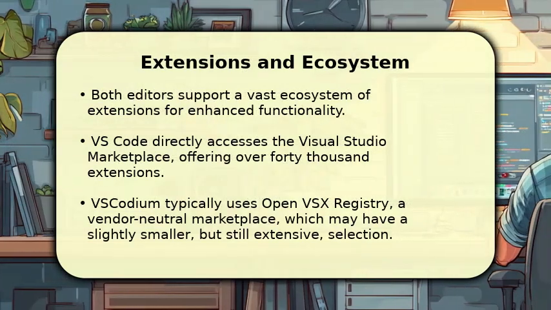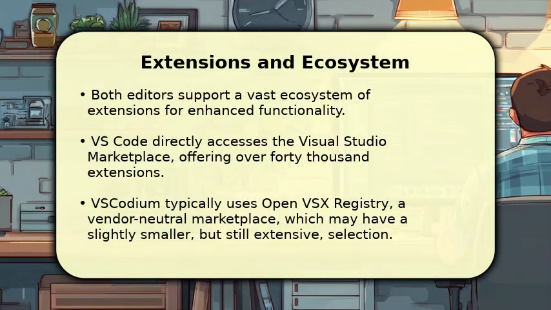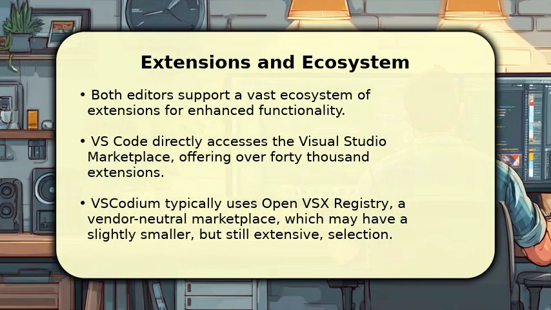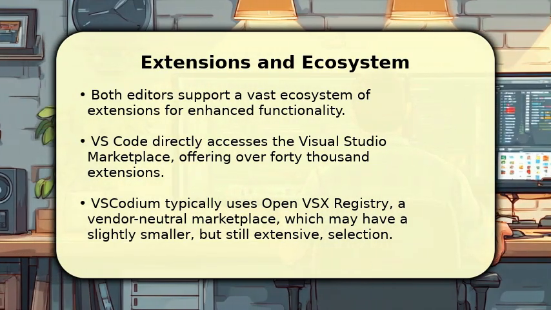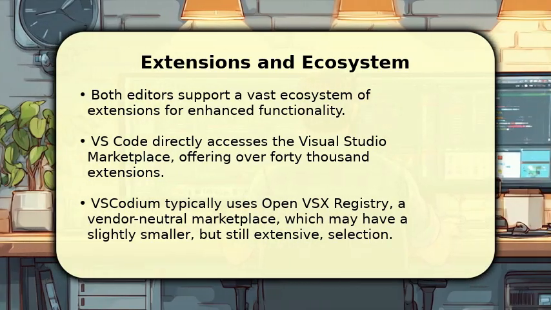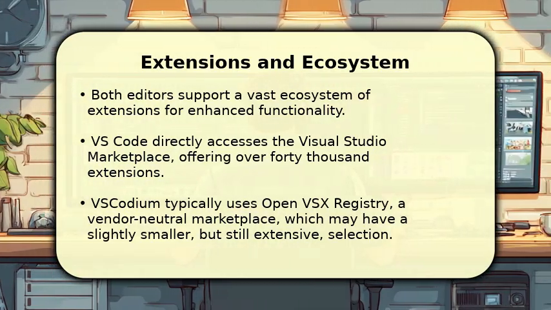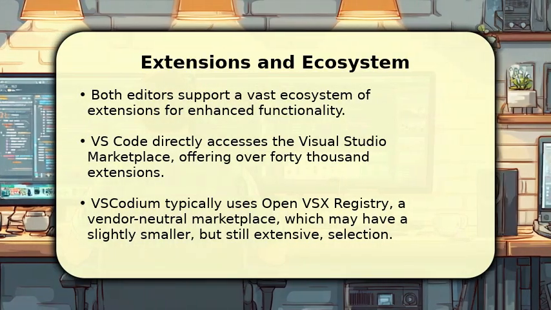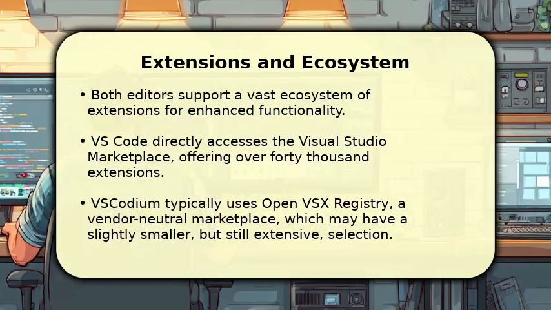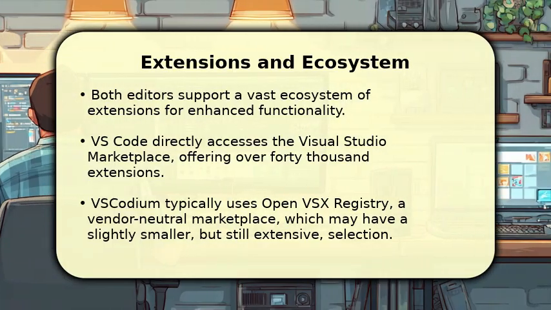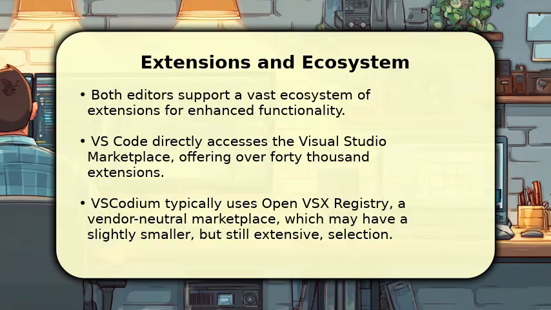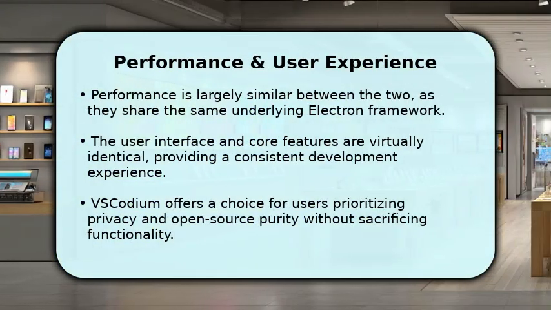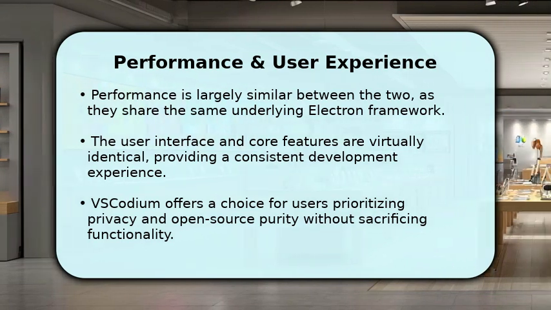When it comes to extensions, both editors boast a vast ecosystem. VS Code directly accesses the Visual Studio Marketplace, offering over 40,000 extensions to enhance functionality. VSCodium typically utilizes the Open VSX registry, a vendor-neutral marketplace. While its selection might be slightly smaller, it still provides an extensive array of tools, ensuring you can customize your environment effectively. In terms of performance and user experience, you'll find them largely similar.